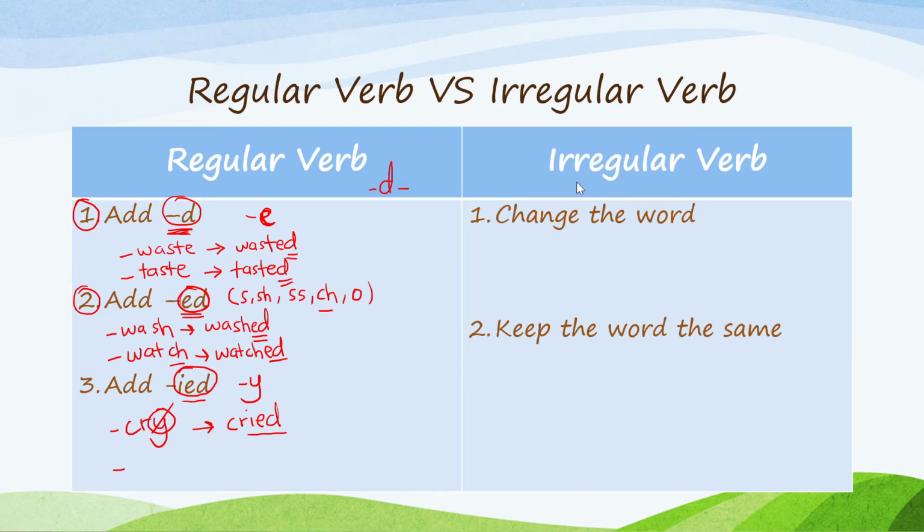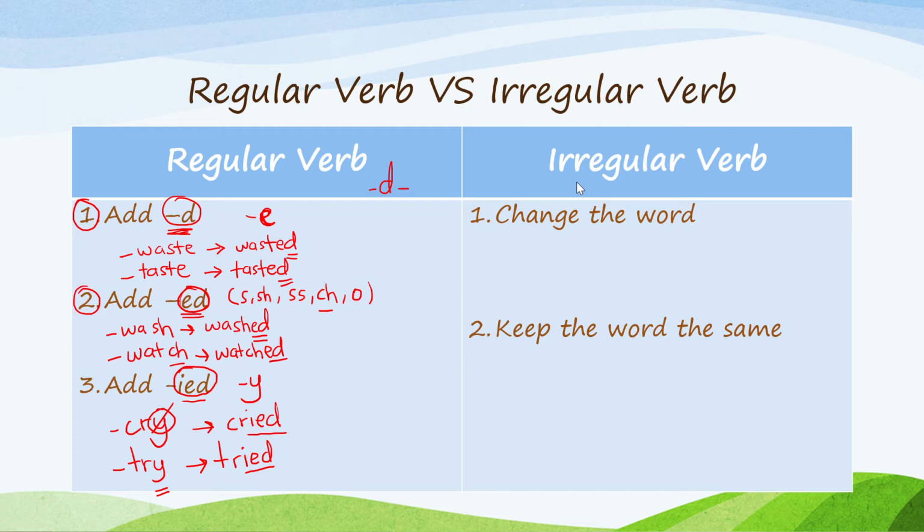Example kedua. Try, berakhir dengan Y. So, we change it, we add IED dan buang Y. Try, buang Y, plus I, E, and D. So, cry become cried, and try become tried.